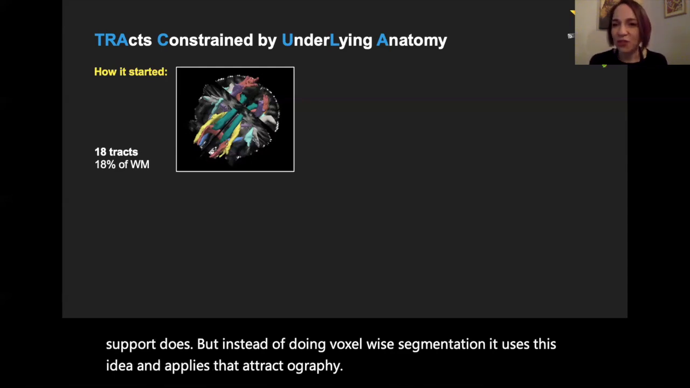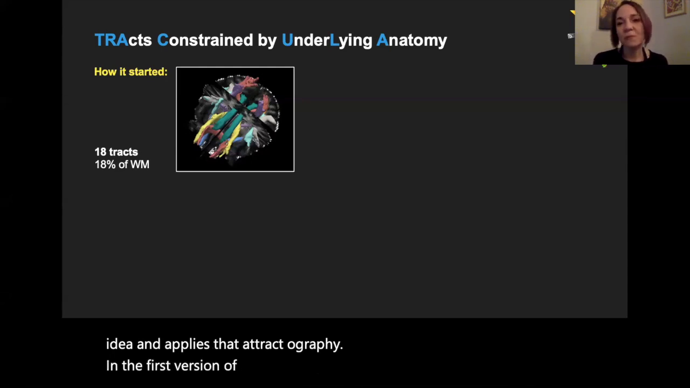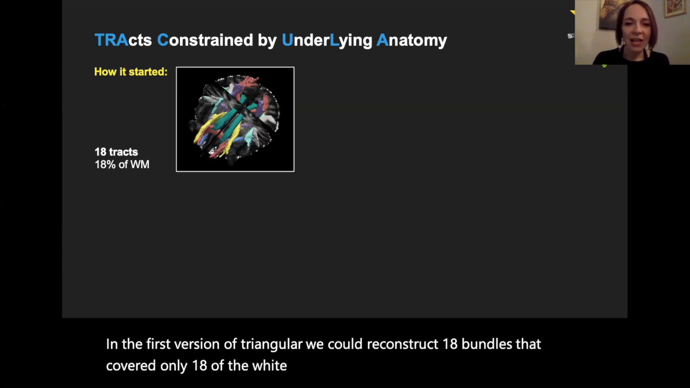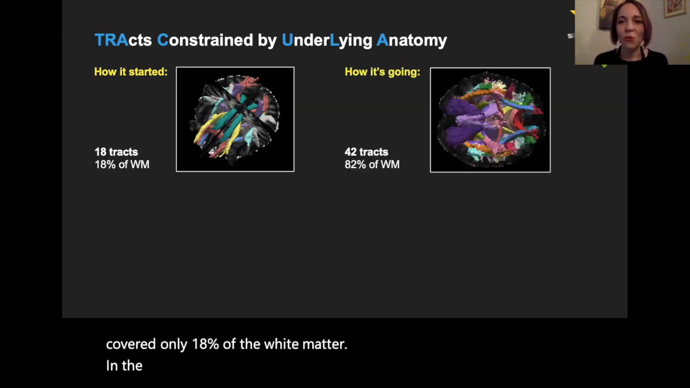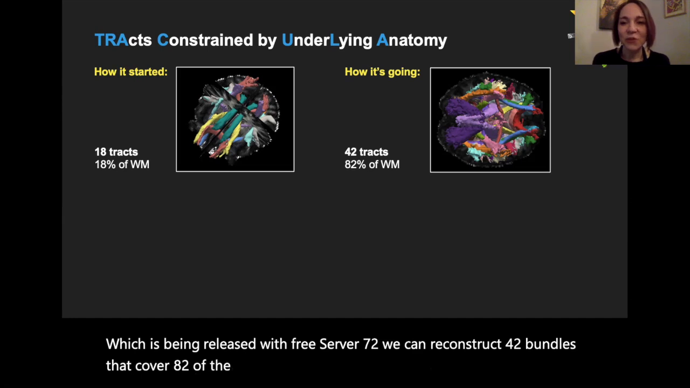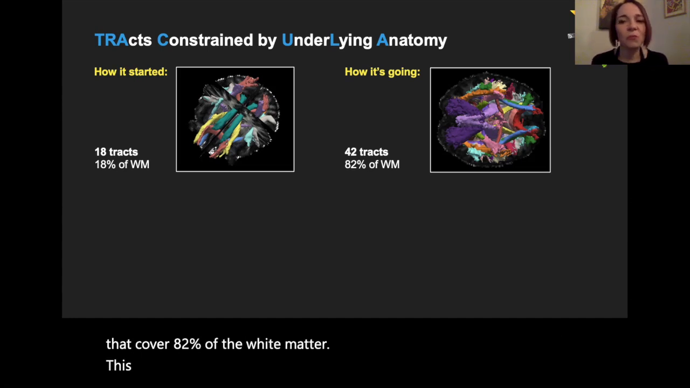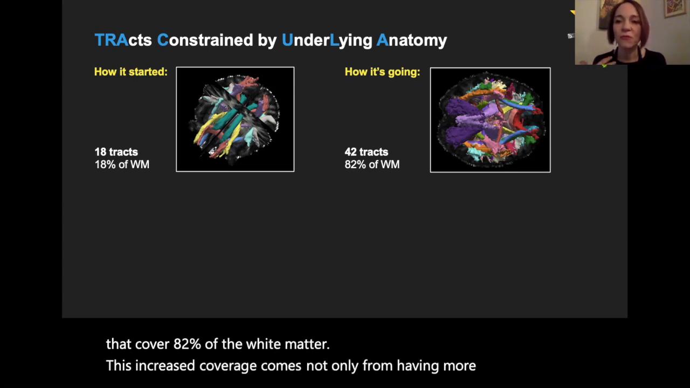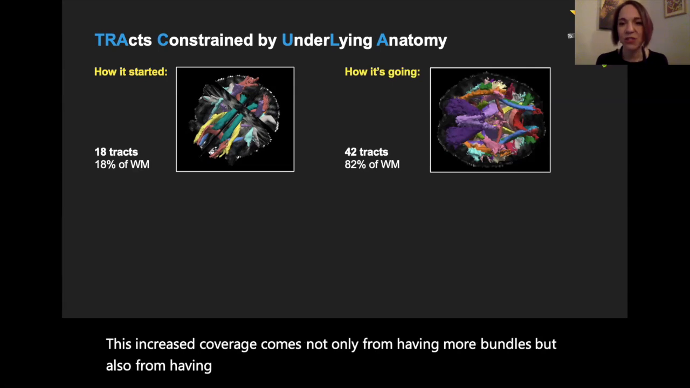In the first version of TRACULA, we could reconstruct 18 bundles that covered only 18% of the white matter. In the latest version, which is being released with FreeSurfer 7.2, we can reconstruct 42 bundles that cover 82% of the white matter. This increased coverage comes not only from having more bundles, but also from having fuller definitions of these bundles from higher quality data.